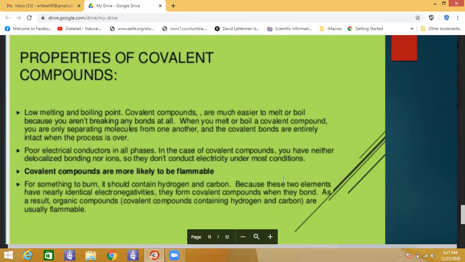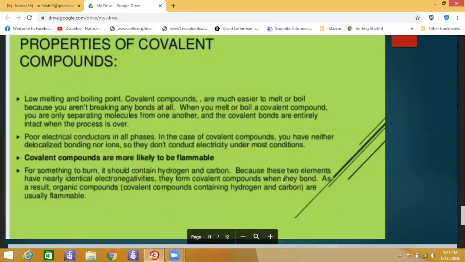These are insoluble in polar solvents like water, but they are soluble in most of the organic solvents. So they are totally opposite to the ionic ones. Their properties are totally opposite to those of the ionic compounds. They are poor conductors of electricity as well.